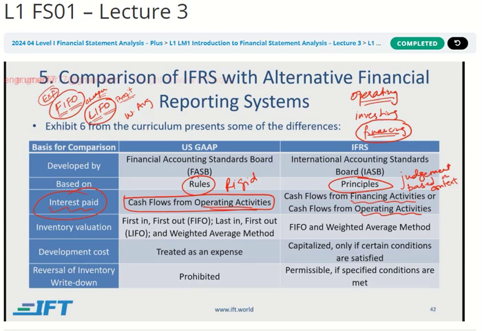So US GAAP allows first in, first out. It also allows last in, first out, and it also allows weighted average. But IFRS only allows first in, first out and weighted average. It does not allow LIFO under IFRS.